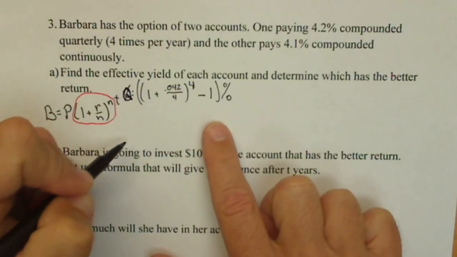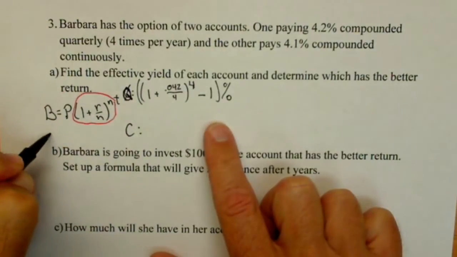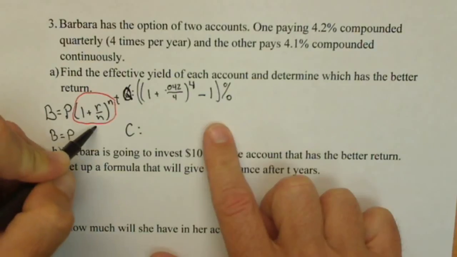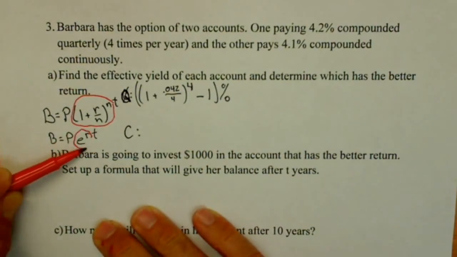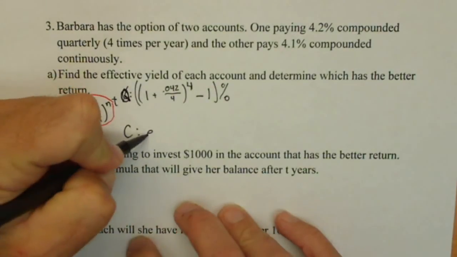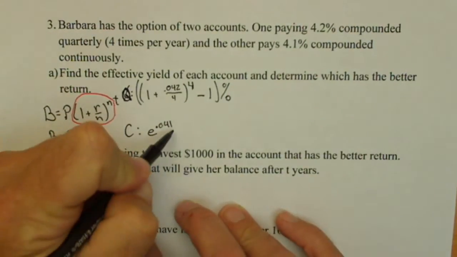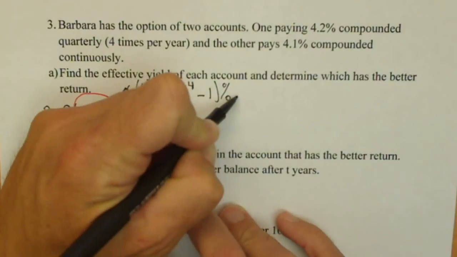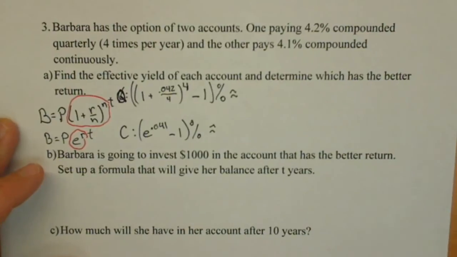And the other one is going to be continuously. This is the one where we use this formula, B equals Pe^(rt). The growth factor in this one, again, P and T are the same in both. That's the growth factor. So for this one, we're going to do e to the 0.041. You don't add a 1 or anything like that. Subtract 1 and turn it into a percent.